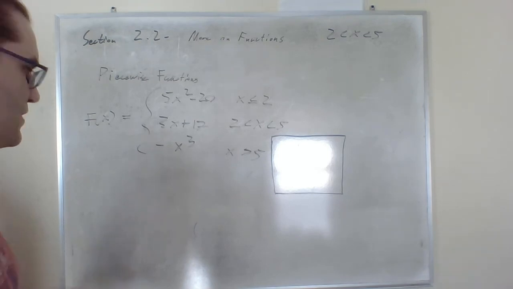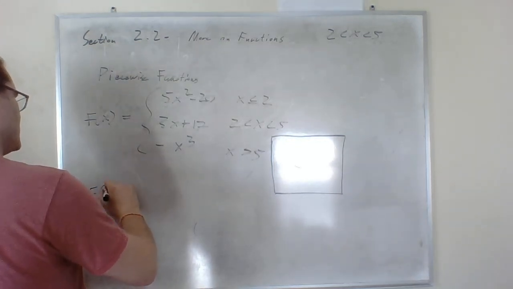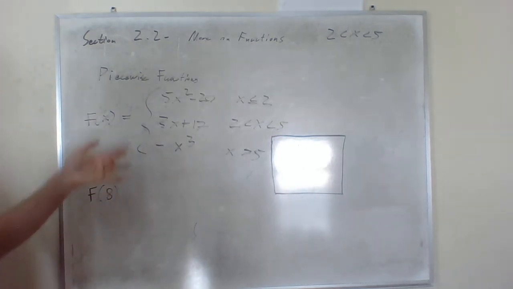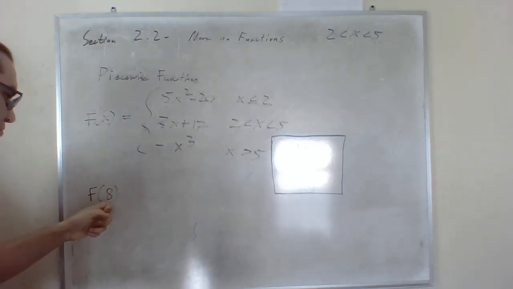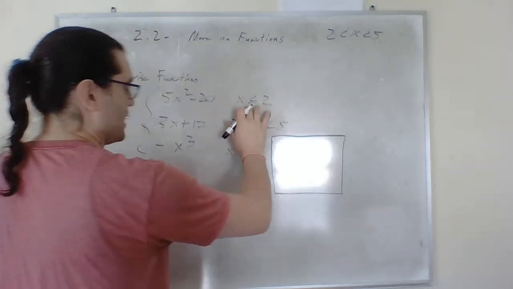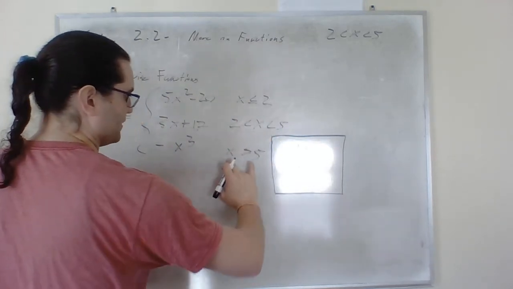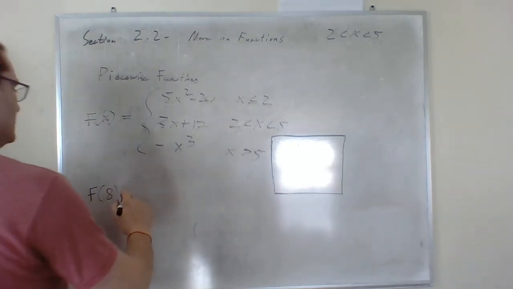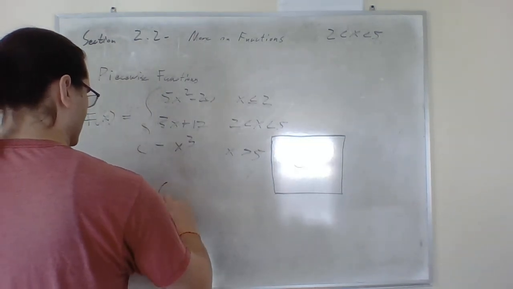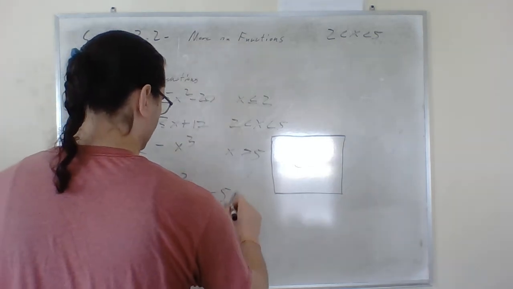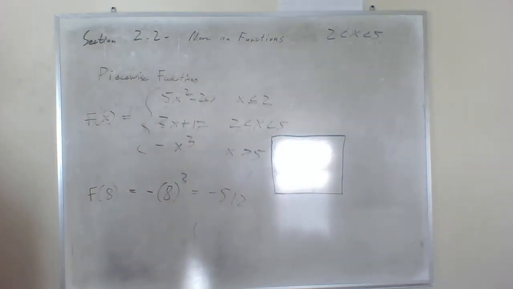You will be asked to evaluate them. So problems will ask you like, what is f of 8? And you'll have to figure out which of these 3 rules to use depending on what the input is. So if you're asking about 8, 8 is not less than or equal to 2. It's not between 2 and 5. It is bigger than 5. So we're going to have to use this one, the negative x cubed. So f of 8 in this case is negative 8 cubed, because we're using the bottom rule, which is negative 512, I think. Sounds right.